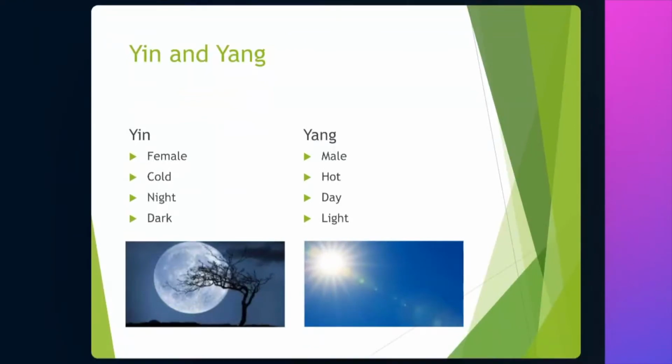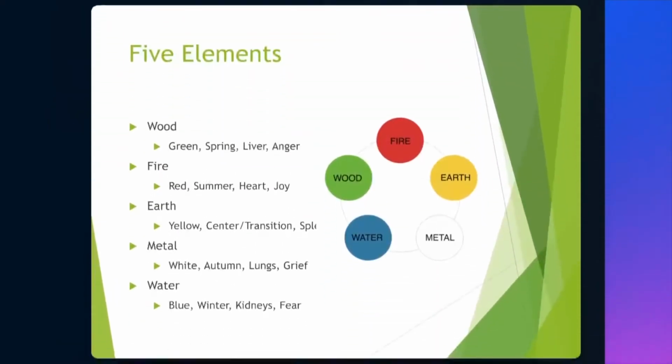And for yin and yang, we should be familiar with this. Yin represents the female, cold, night, and dark. And yang represents male, heat, the day, and light. So you can see that they are just opposites, and we have to have opposites. You can't have happiness without a little sadness or anger, that kind of thing.